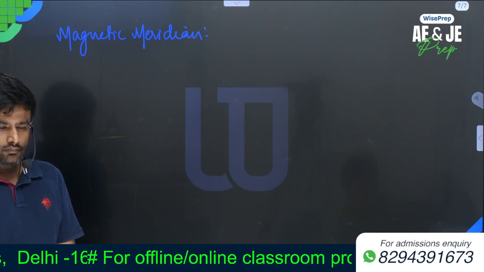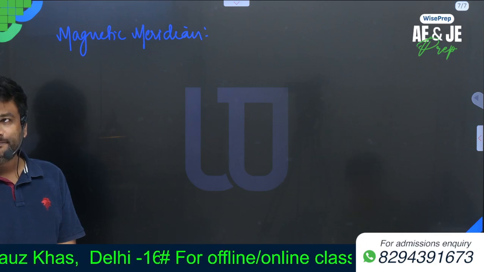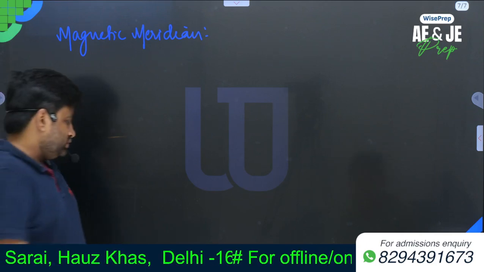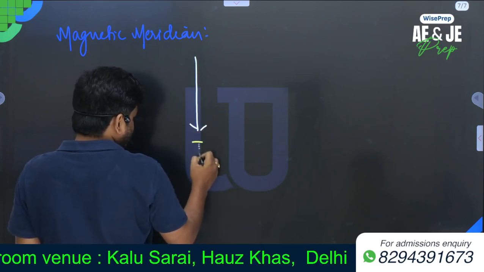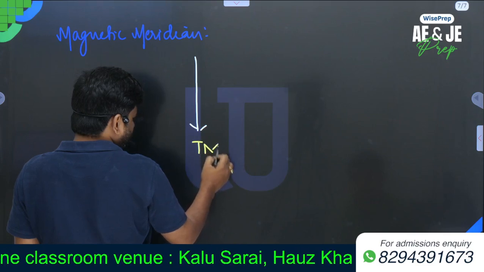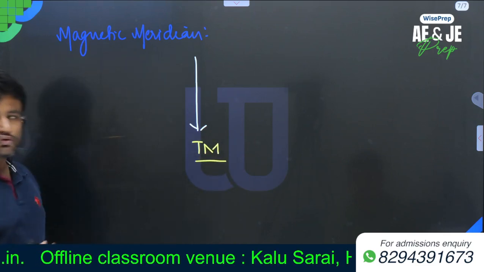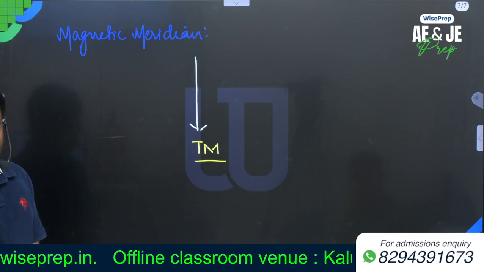Written. Now let's see here. Suppose this is the magnetic needle. This magnetic needle represents the meridian, either true north or true south. This is a true meridian.